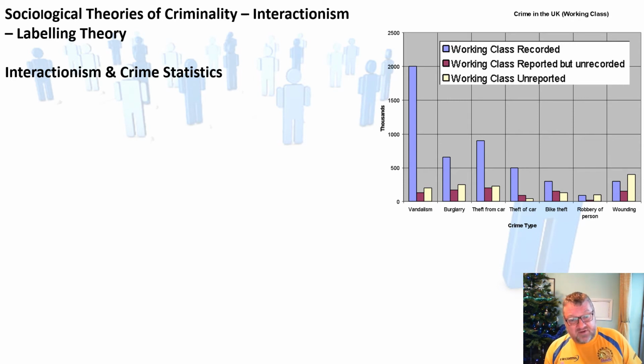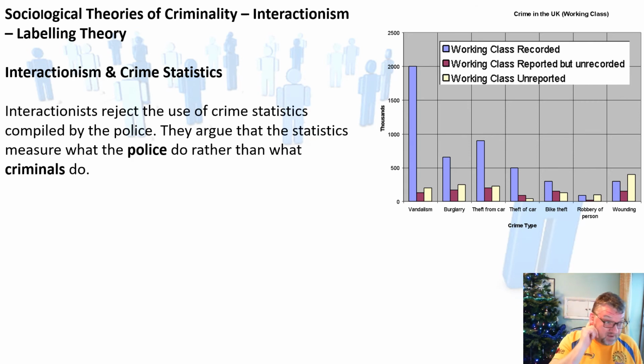Now, I've given you some examples of deviancy amplification spiral, of folk devils, of self-fulfilling prophecies. Just a quick word on interactionism and crime statistics. Now, interestingly, interactionists reject the use of crime statistics compiled by the police. And they do that because they argue that the statistics measure what the police do rather than what criminals do.